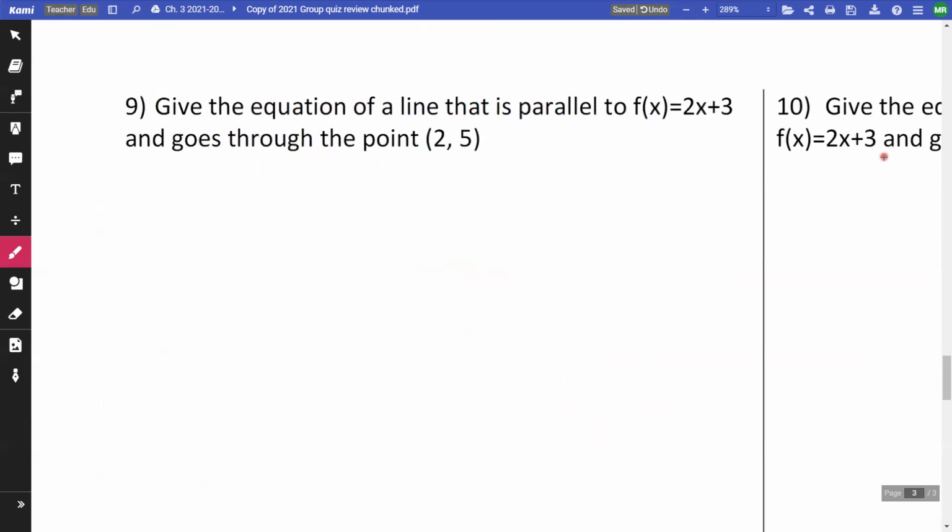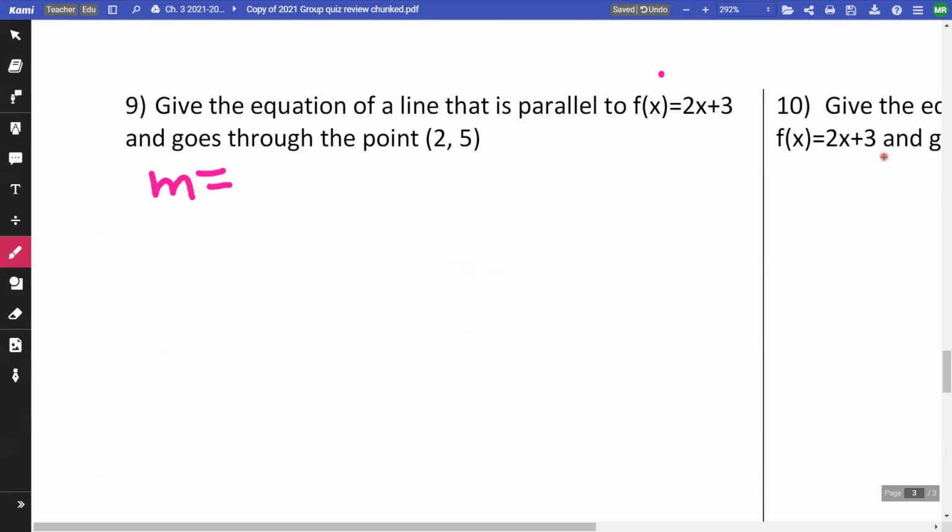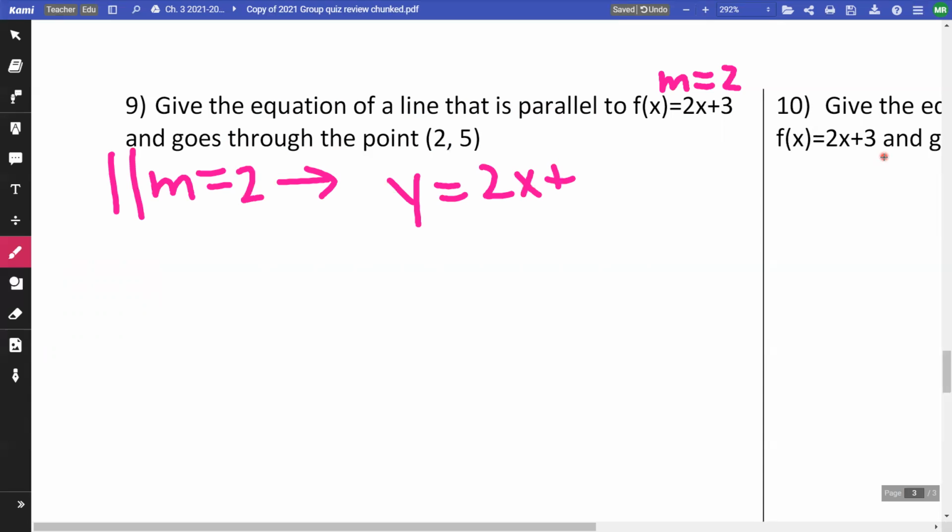Write the equation of a line parallel to this through this point. So since it's parallel, this slope right here is 2. So my new slope is 2. My parallel slope is 2. So I'm going to have y is equal to 2x plus b.